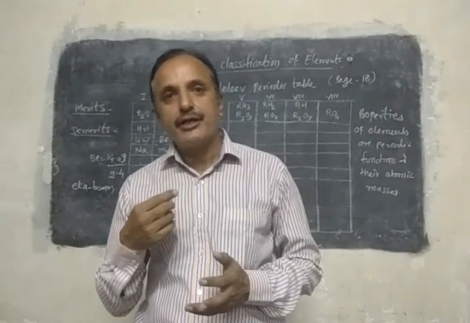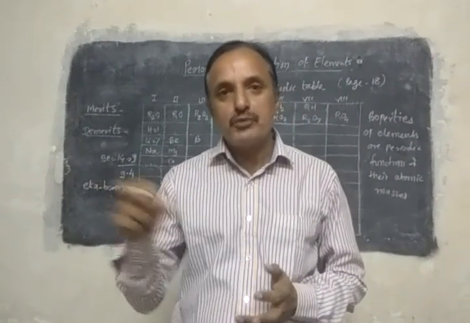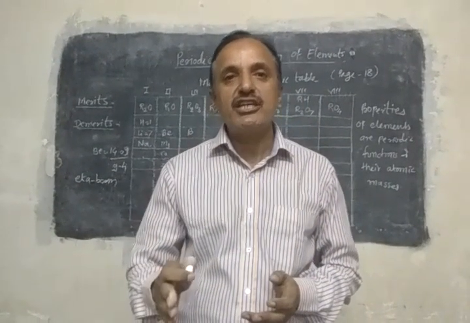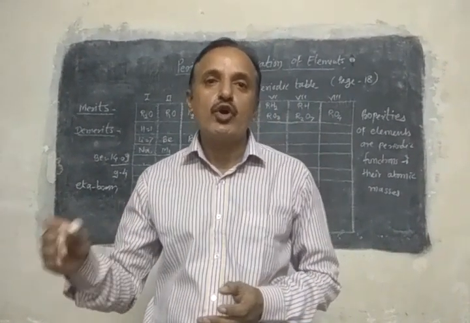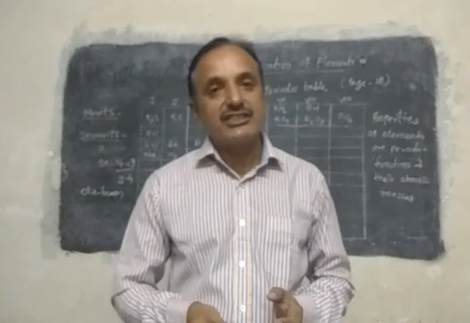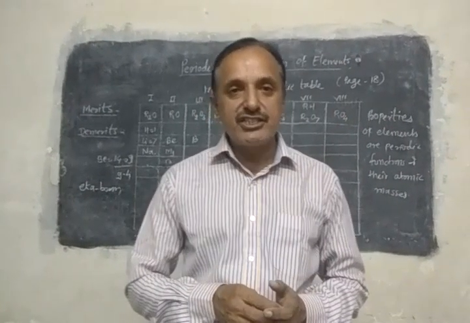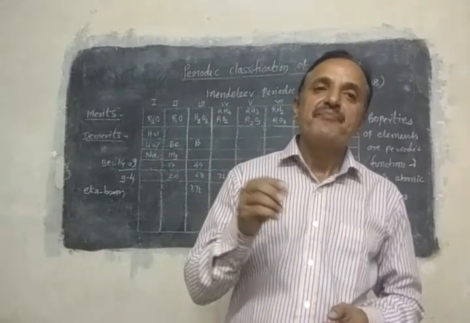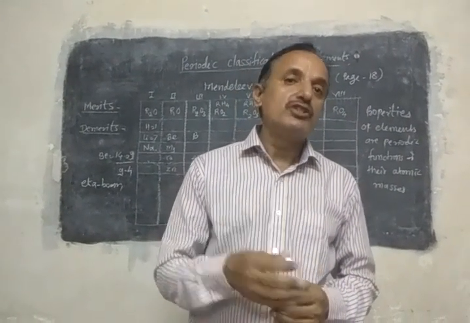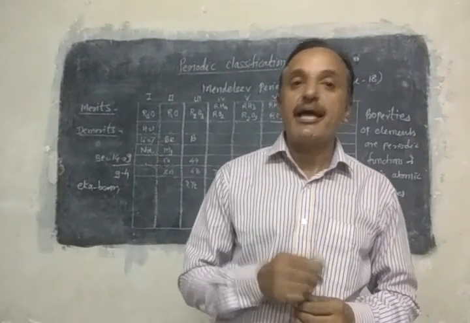Afterwards, Newlands arranged the elements in the form of octaves of music, but he could only classify up to calcium, and further elements could not obey the octaves of music, so that theory was also discarded. At the time of Dobereiner, 30 elements were there in nature. At the time of Newlands, 56 elements were in nature. But both theories could not classify all the elements present at that time.